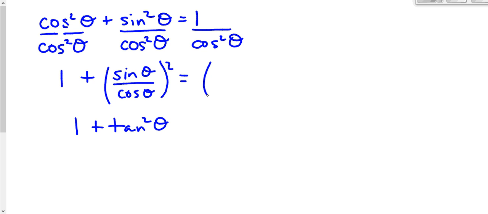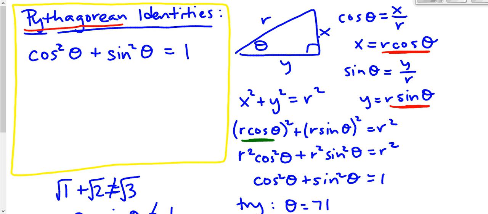And then on the other side, we know that 1 divided by cosine is what? Secant. So this is secant squared theta. 1 plus tangent squared theta equals secant squared theta is the second Pythagorean identity, and it can be rearranged. You can have the tangent squared theta first and the 1 second. So let's write that here. 1 plus tangent squared theta equals secant squared theta.